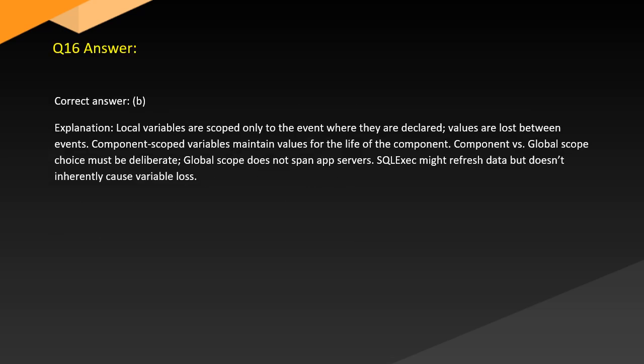Answer. Correct answer, B. Explanation. Local variables are scoped only to the event where they are declared. The values are lost between events. Component-scoped variables maintain values for the life of the component. Component versus global scope choice must be deliberate. A global scope does not span app servers. SQLExec might refresh data, but doesn't inherently cause variable loss.